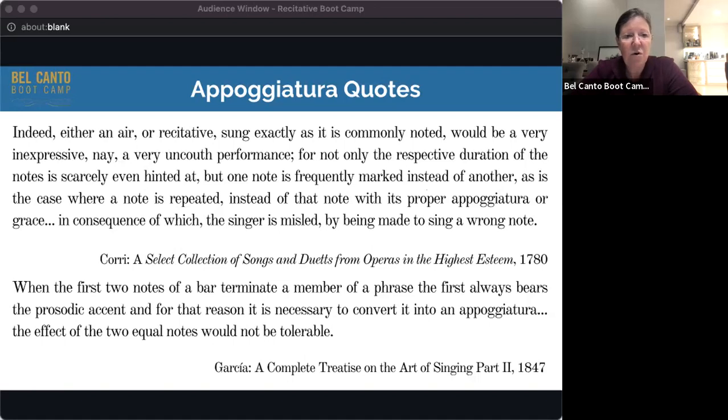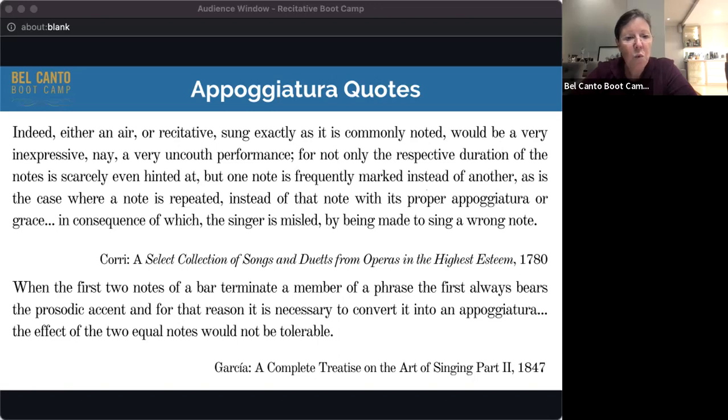"Indeed, either an air or recitative sung exactly as it is commonly noted would be a very inexpressive, nay, a very uncouth performance, for not only the respective duration of the notes is scarcely even hinted at," that's what we did in steps 1, 2, and 3, "but one note is frequently marked instead of another, as is the case where a note is repeated instead of that note with its proper appoggiatura or grace, in consequence of which the singer is misled by being made to sing a wrong note." So there is written a G, but you should sing an A.